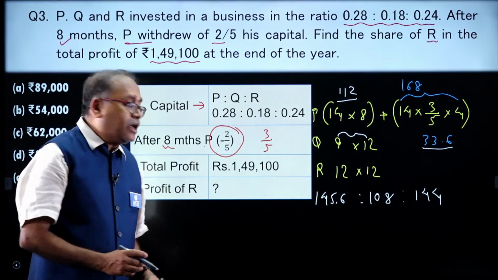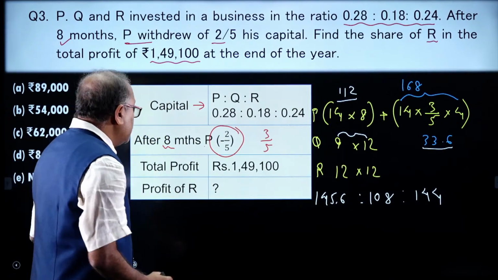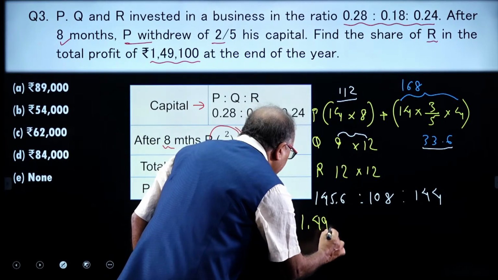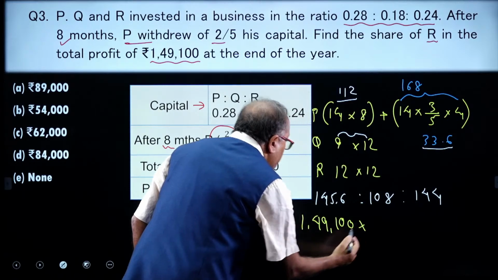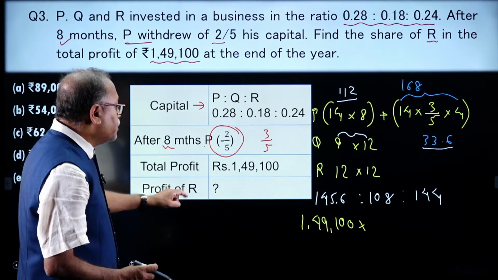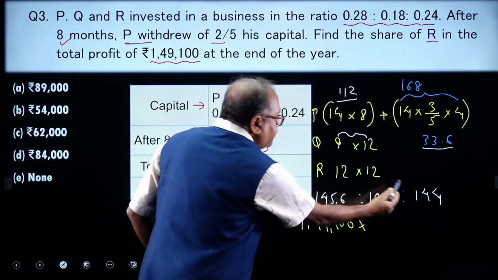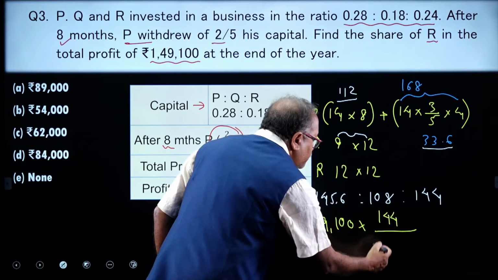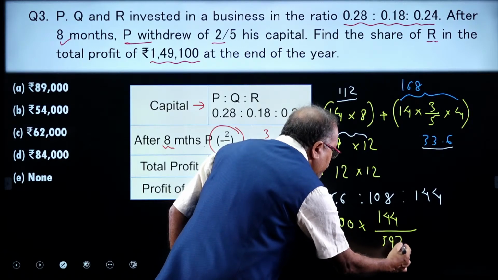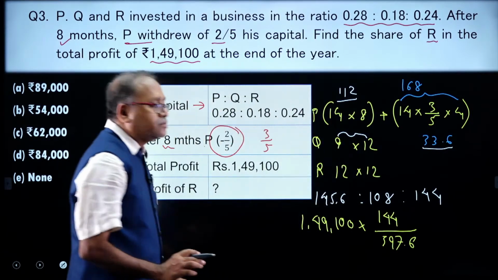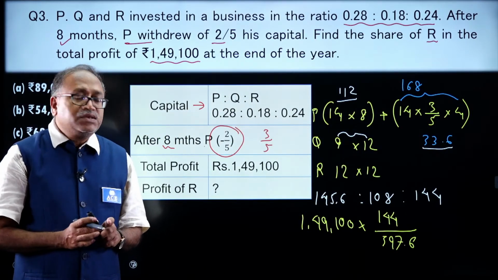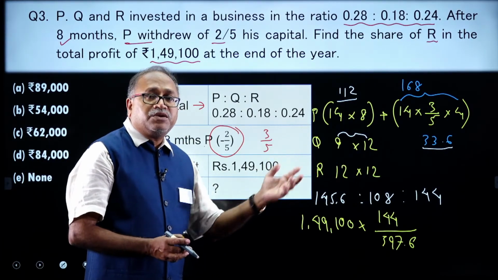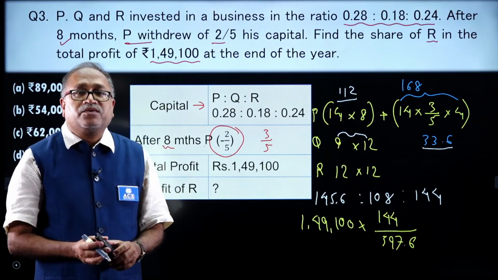And my last step of calculation to answer this question is, the total profit is given to us as 1,49,100 into whose profit I need? The profit of R. The profit of R, that I need to find out, 144, whereas the total will be 397.6. So some calculation is there. You just can't go with option verification, multiple of 7, multiple of 13. You don't get this kind of question in the exam.